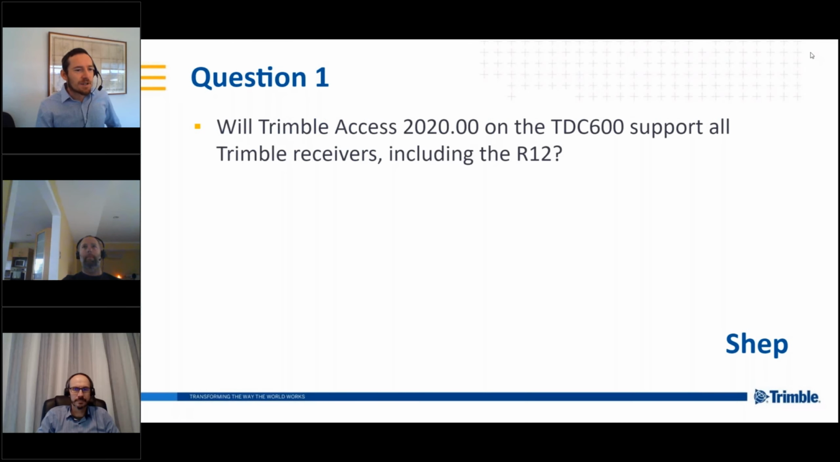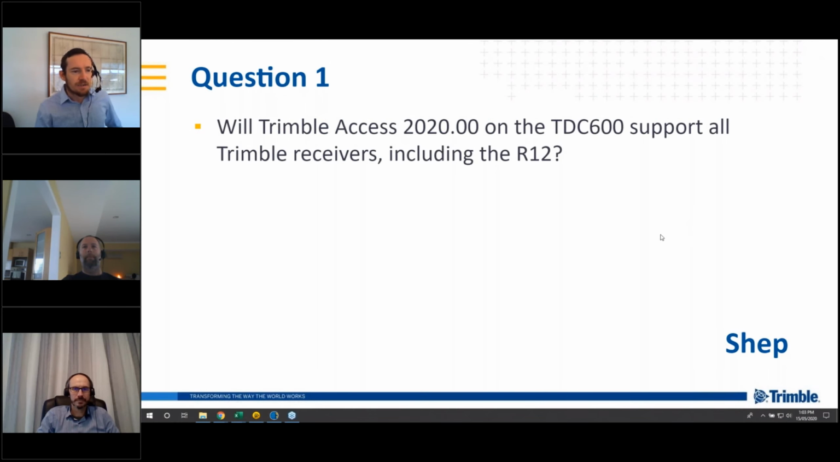So the first question that we had coming in, and I'll just make sure that everyone can see what I've got. Yep, was about the new Trimble Access release. It's 2020.00, and it's now on the TDC 600 as well as our TSC7, T7, and T10 controllers. And I had a question coming in: will it support all of the receivers, including the R12, or is the R12 restricted to our Windows 10 receivers?